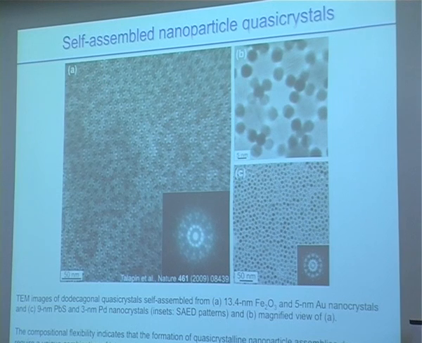And if you have just nanoparticles, here you have examples, nanoparticles of iron oxide and gold, or lead sulfide and palladium, and they mix them in a proper ratio, then you have a self-organized structure which shows dodecagonal symmetry. So this is quite amazing. You have quite different length scales, quite different potentials, and you always get these quasi-periodic arrangements.